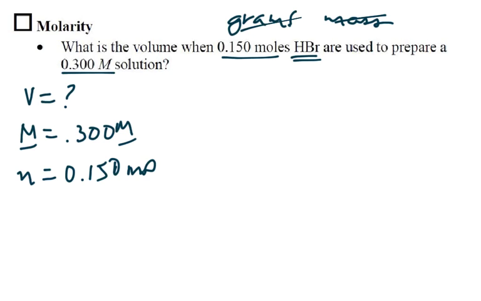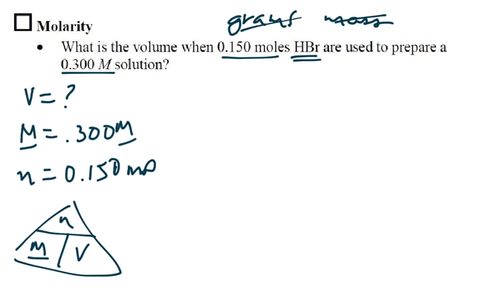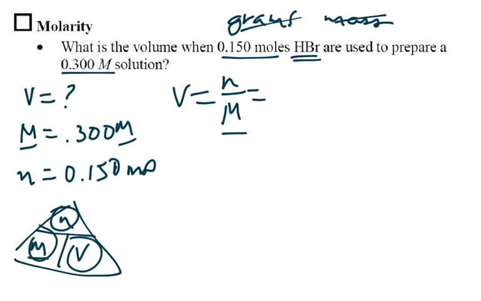Okay, we need to get our equation, so I'm going to sketch down here really quickly my triangle. Molarity is number of moles over liters. Again, that's the definition of molarity. Now what I need is volume. So volume is equal to N over M, the number of moles divided by the molarity. So that gives me my equation. So that's the second point.